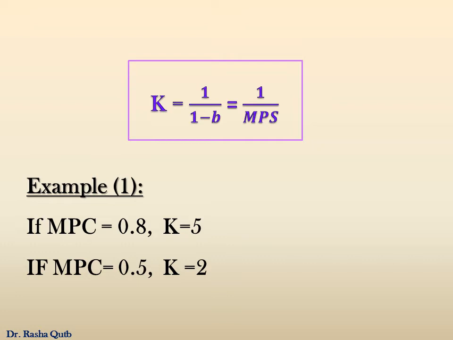The equation of multiplier K equals 1 over 1 minus B, where 1 minus B means marginal propensity to save. What does this indicate? It indicates that the size of the multiplier depends on the household's marginal decision to spend, called marginal propensity to consume or marginal propensity to save.